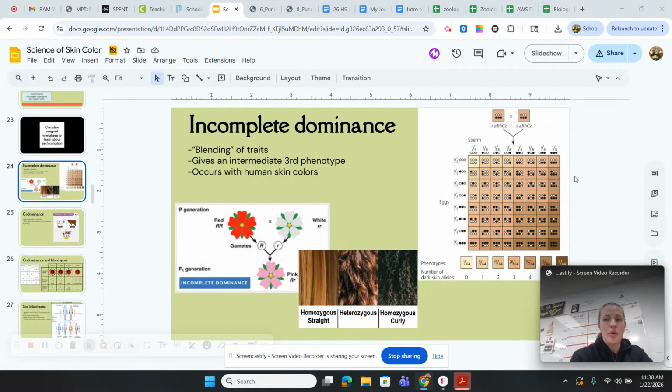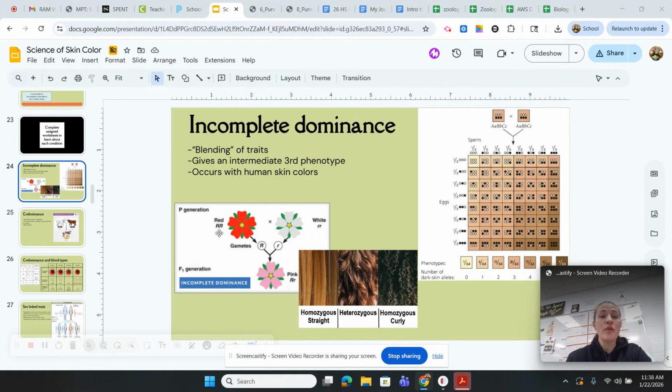Right, so we're going to go through incomplete dominance, codominance, and X-linked or sex-linked traits. So with incomplete dominance, this is a blending of traits. What that means is that if you have a homozygous dominant individual, for example, and a homozygous recessive individual, when they have a breeding event and make all heterozygous children, they are going to have a third alternate phenotype. A classic example of this is on this page with flowers.